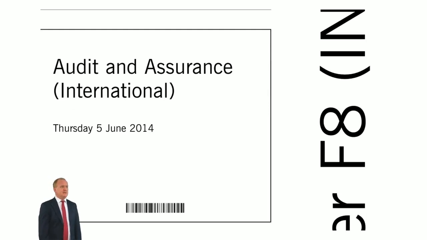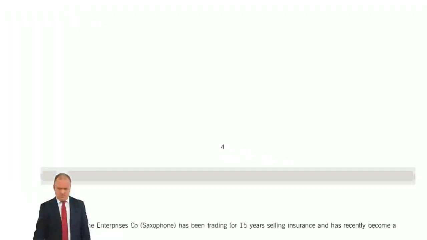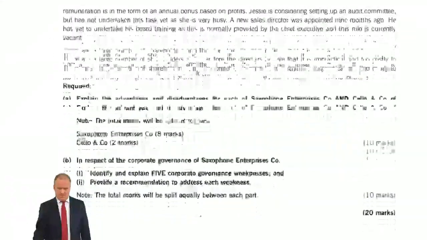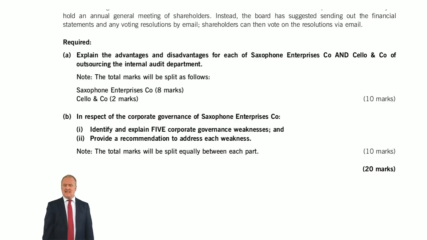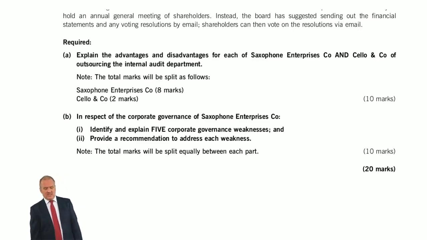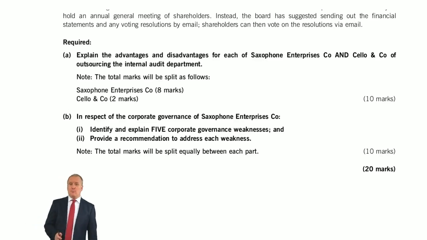So there we have the June 2014 paper. And let's go straight to the requirements as we always do. Part A says explain the advantages and disadvantages for each of Saxophone Enterprises and Cello & Co. of outsourcing the internal audit department. Well, we weren't looking at internal audit, we were looking at corporate governance, but there's no reason why we can't have a crack at that one as well.